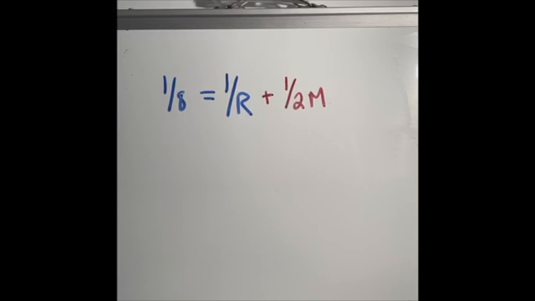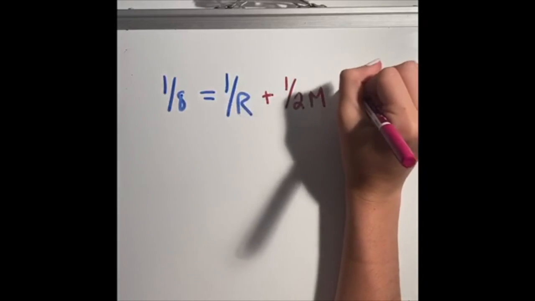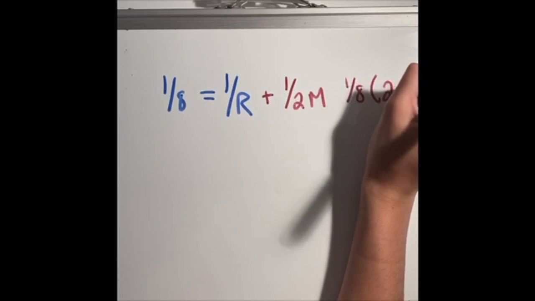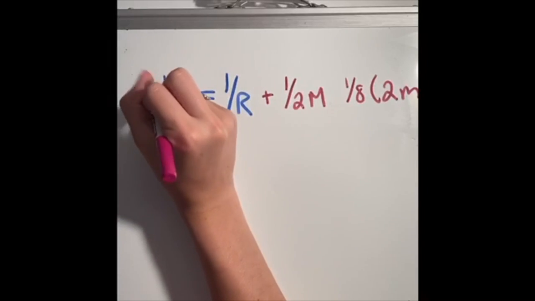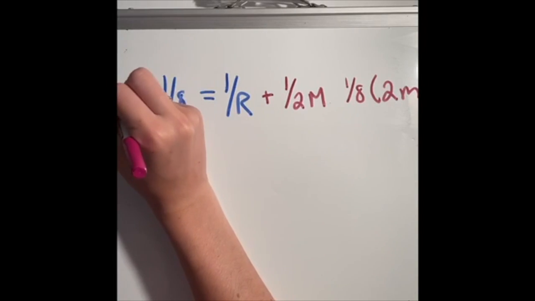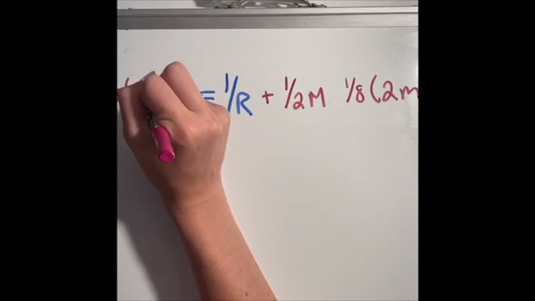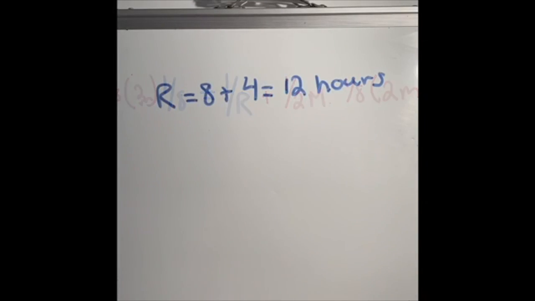So now we will solve, and we will multiply both sides of the equation by 2M, and we will also multiply by the 1/8 to get rid of that. So after multiplying both sides by that, this is the equation we're left with.